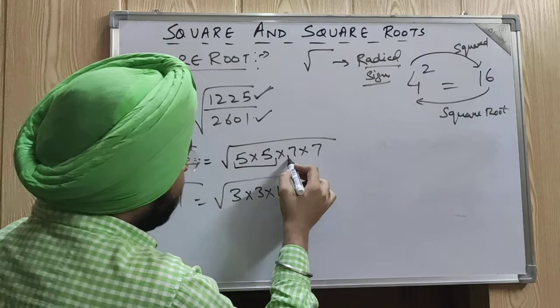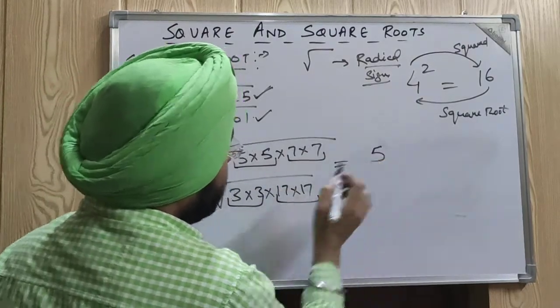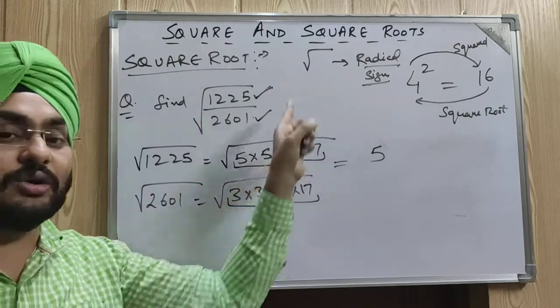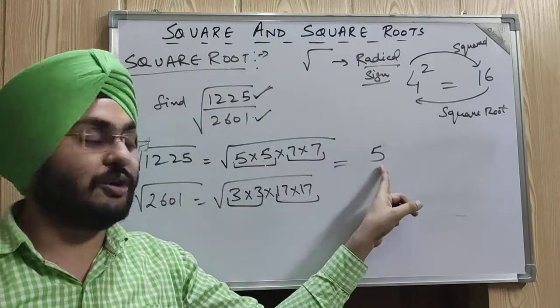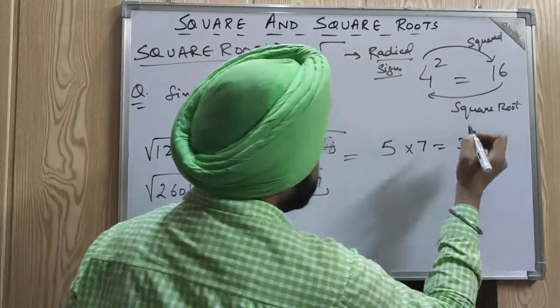So this one is 5, this one is 7, this one is 3. Okay, if you are taking a pair out of the square root, no square root will be there then. So it can be written as 5 into 7, which I will say as 35.